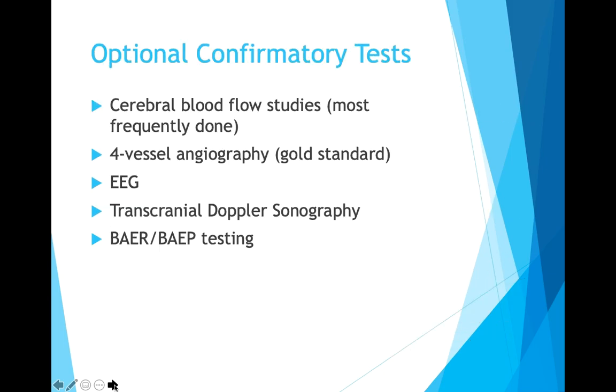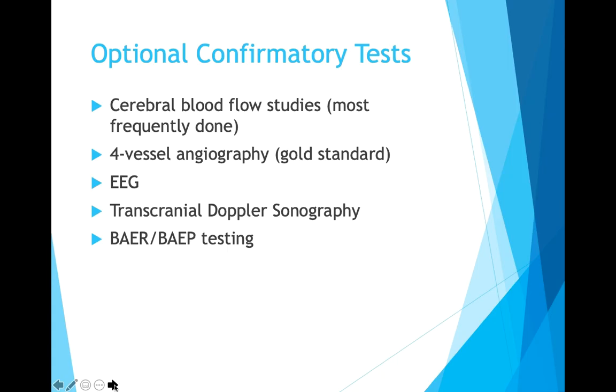So some of the other confirmatory tests, like I said, sometimes these patients aren't stable enough to do an apnea test. So you may have to take them for a cerebral blood flow study. This is one of the most frequently done. This is a nuclear study where you can see if the blood flow goes up into the brain. And I think I have a slide of that, which I'll show you.